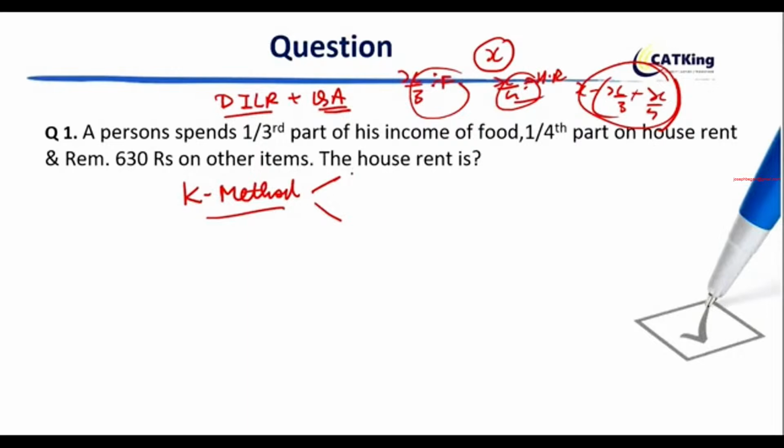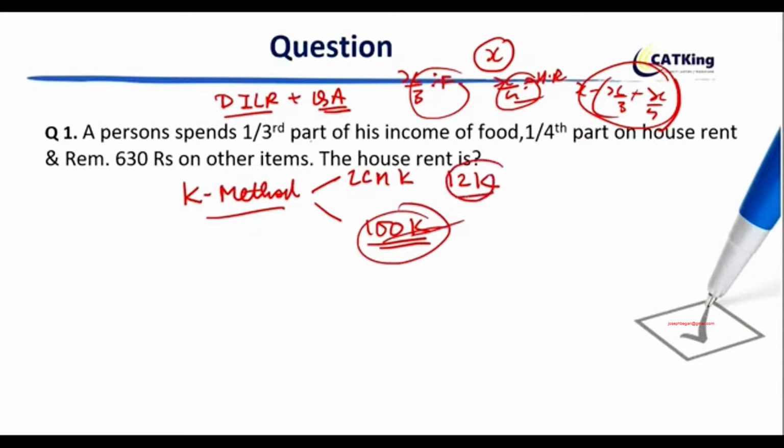So the first method is LCM K, that is, I use K with LCM. What is the LCM of 4 and 3? 12. That is 12K. The other method is directly taking it as 100K; we'll see it in another question. If I follow the LCM method, on food he spent how much? 1/3 of 12K, which is 4K.